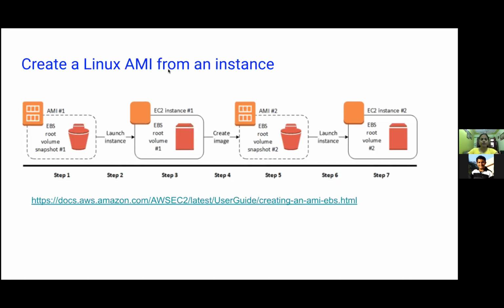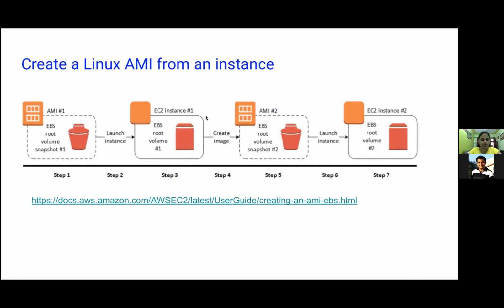Okay, guys. So let's go ahead and create an AMI. From AMI, we have created an instance, right? Now we'll do vice versa. Like we have an instance, we have added certain stuff in that instance, and I want to reuse it. So we'll do the vice versa today.